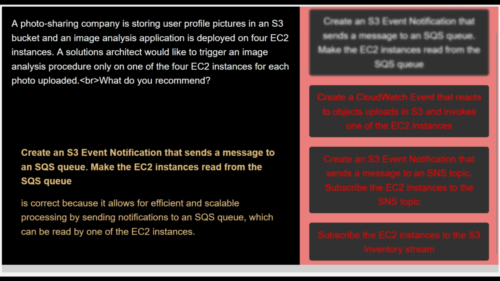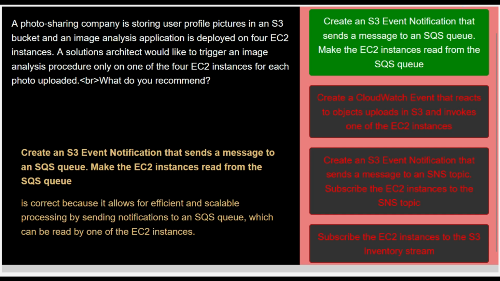Let's see option number 1. Create an S3 event notification that sends a message to an SQS queue. Make the EC2 instances read from the SQS queue. This option is correct. Why? Because it allows for efficient and scalable processing by sending notifications to an SQS queue, which can be read by one of the EC2 instances. Okay, so your option 1 at the end is the correct answer.